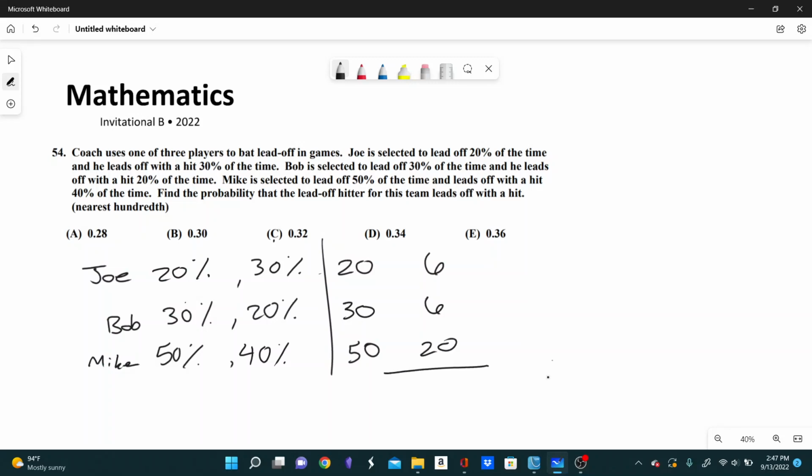So altogether, out of the total 100, you get 6 plus 6, which is 12, plus 20 is 32. So out of 100 leadoffs, altogether, they would hit 32 of them. So you get 32 over 100, which is the same thing as 0.32, and that's answer choice C.